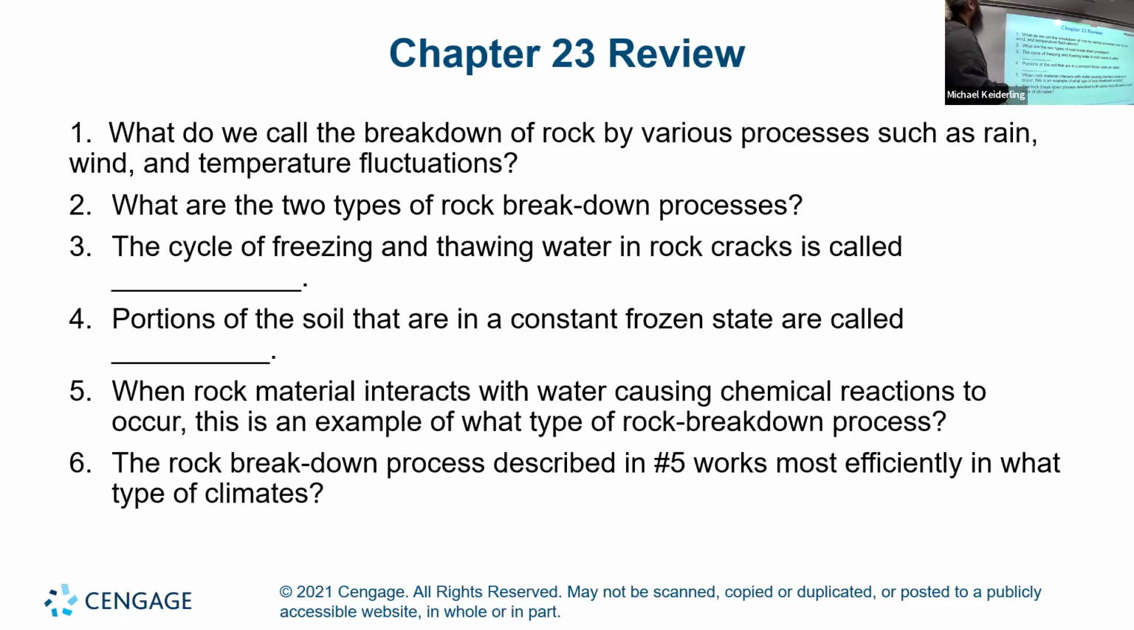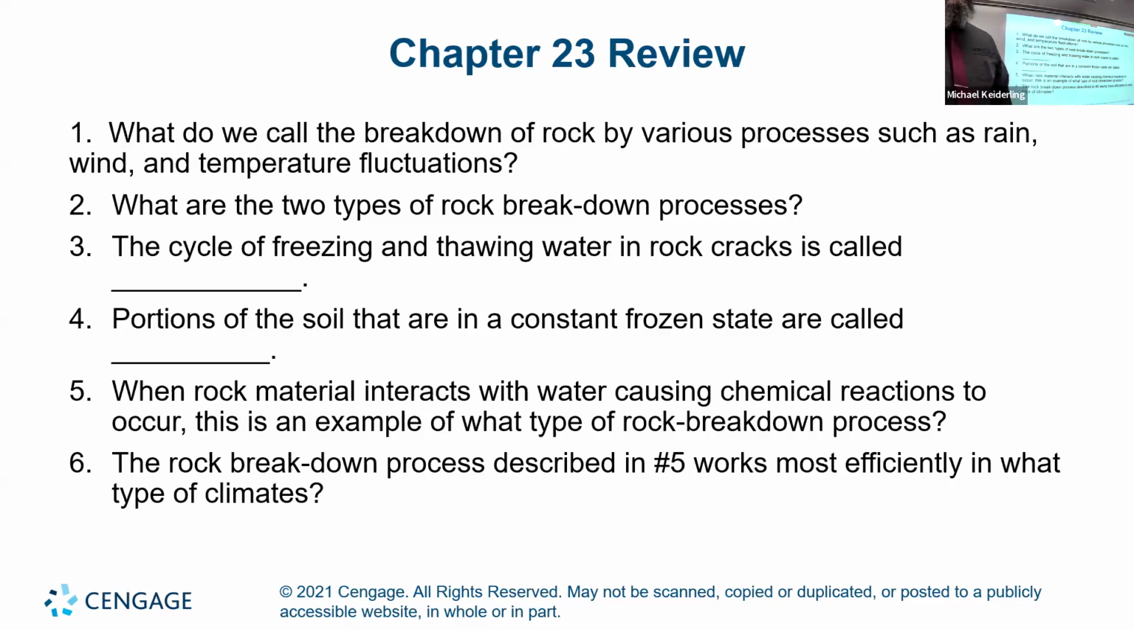So what do we call the breakdown of rock by various processes such as rain, wind, and temperature fluctuations? Weathering. The two types of rock breakdown processes are physical weathering, breaking into little pieces, and chemical weathering, being decomposed chemically. The cycle of freezing and thawing water in rock cracks is called frost wedging. The portions of the soil that are in a constant frozen state are called permafrost.